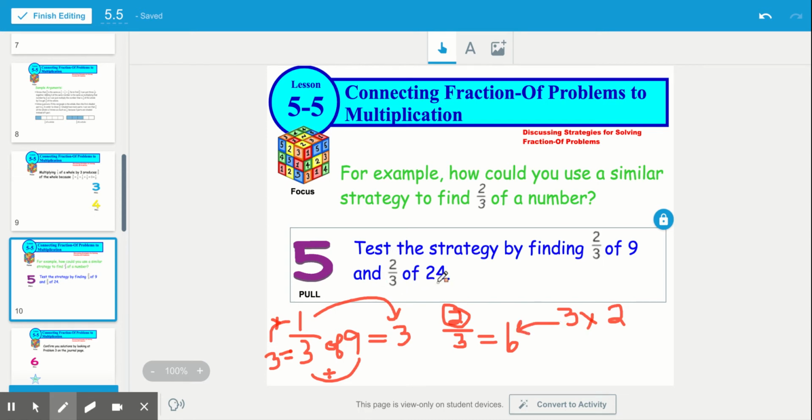If we were to do 2/3 of 24, I could take 24 divided by 3, which we know is 8, and then I'm going to multiply that by 2, where I'm going to get 16. 2/3 of 24 equals 16.